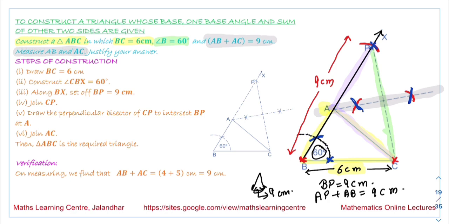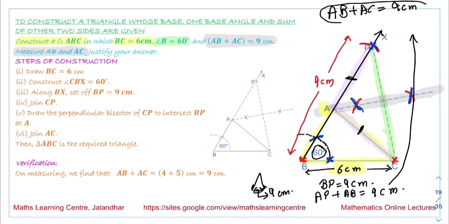Now we have already seen that these two lines AC and AP are equal in length. So what we get from this is that AP is equal to AC. It means AB plus AC will be equal to 9 centimeters, and this is what is given to us. So our proof is complete: this angle is 60 degrees, which we already know, and the sum of these two sides is 9 centimeters, and this third side we have already done, it is 6 centimeters.